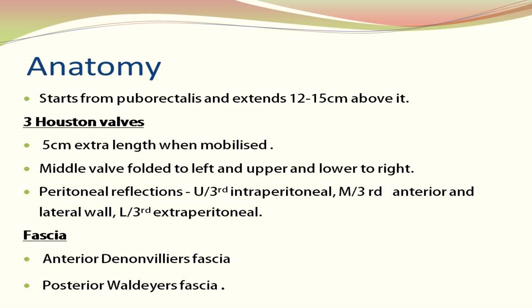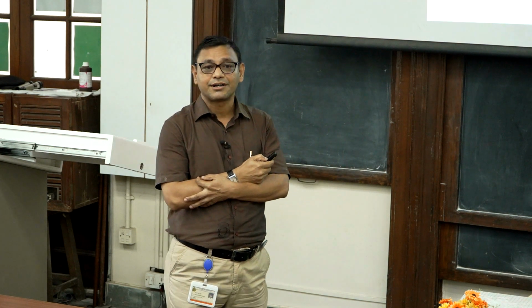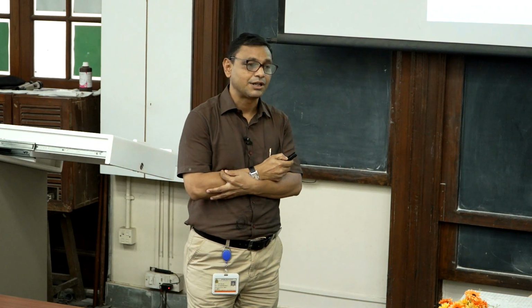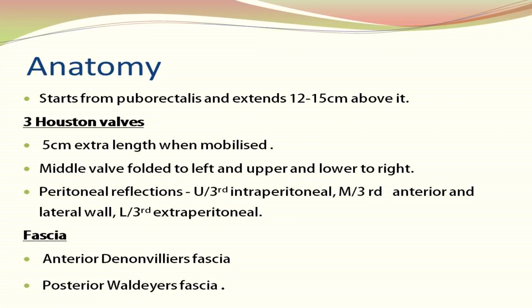A little bit of anatomy, as I said: the rectum starts at the puborectalis and extends almost 12 to 15 centimeters above it. There are three valves. What is the surgical anatomy of the valves? The superior valve defines the end of the rectum, or the start of the rectum for that matter. If we mobilize the rectum, we can get an extra 5 centimeters of rectum. That is the important surgical anatomy.